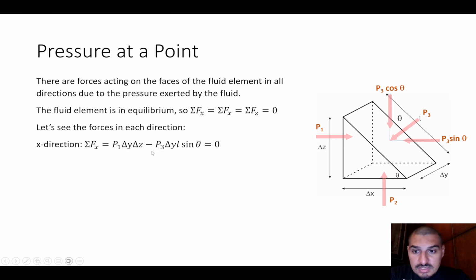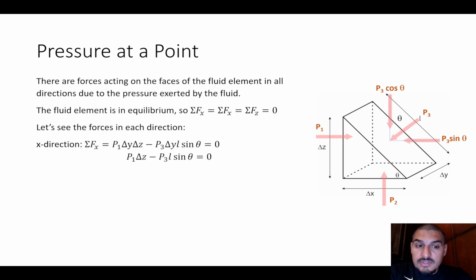Okay, so this is P1 delta y delta z minus P3 delta y L sine theta. We can cancel delta y in the two terms, so it's going to be P1 delta z minus P3 L sine theta is equal to 0.